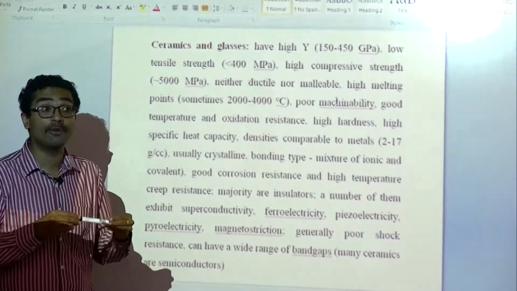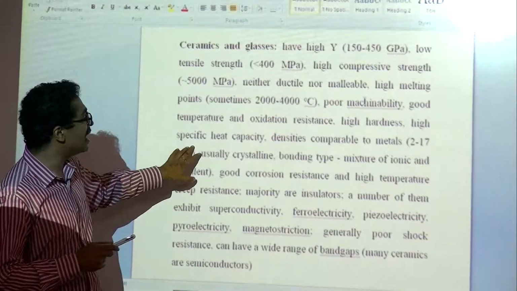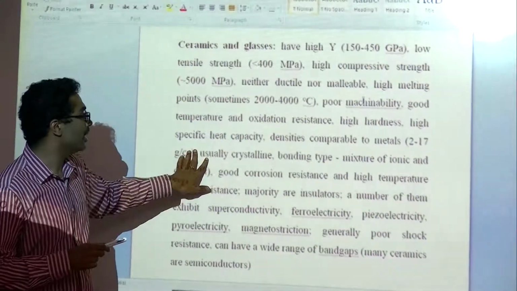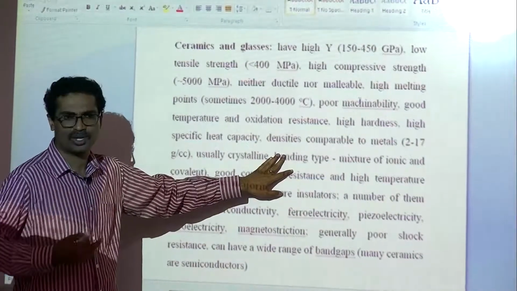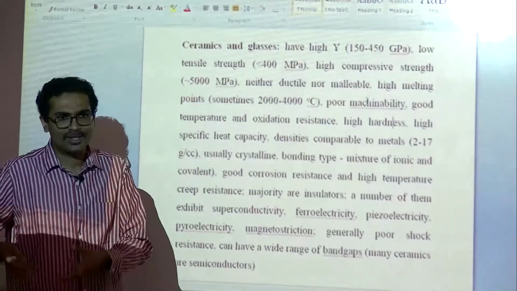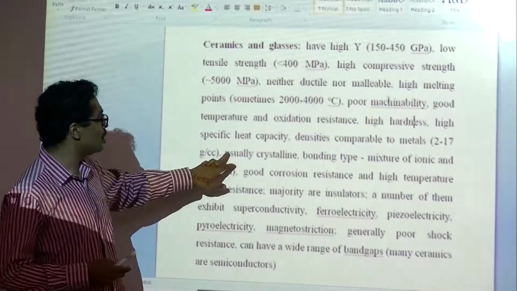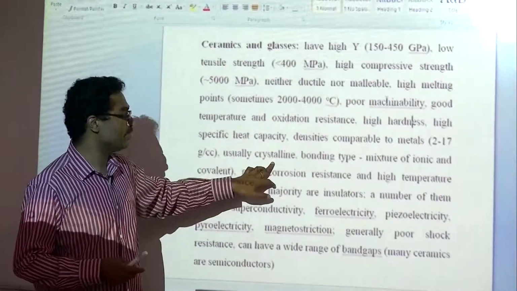That means they resist deformation, right? They have high specific heat capacities and densities comparable to metals. So they are fairly dense. Bricks are dense, isn't it? Bricks are heavy, they are dense. Usually crystalline.